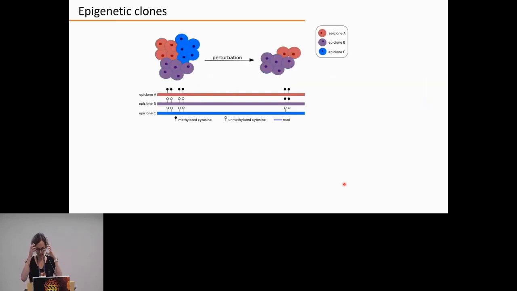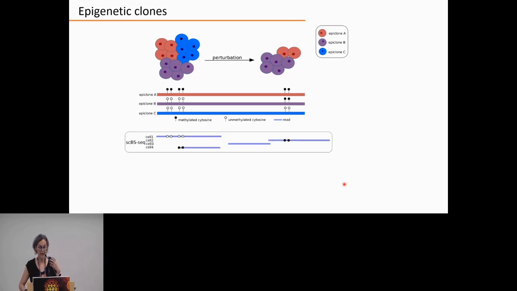So imagine this cartoon here. You have a sample, for example a tumor, and this tumor has different cell types mixed inside of it. This would be the blue, the red, and the purple cell types. And these cell types are defined by different genome-wide DNA methylation profiles. This would be epiclone A, epiclone B, and epiclone C. And these lollipops are the cytosines. A full lollipop is a methylated cytosine, an empty lollipop is an unmethylated cytosine. And it could even be that you do a chemotherapy, for example, on your cancer, and then it changes the heterogeneity of the sample, and you want to study that.